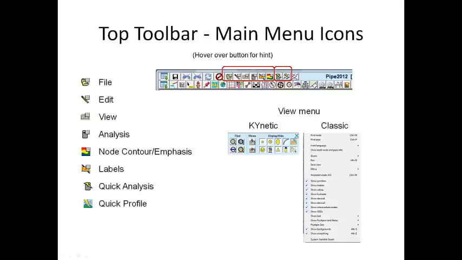This group of buttons represents the main menu icons. For each icon, the menu may be displayed one of two ways. A regular left click displays the menu in the new KYnetic format. A right click displays with the classic format. Note, however, that the KYnetic version of these menus includes some features not available in the classic version. The Quick Profile option is a new feature available in both the KYnetic and classic interfaces. It skips the profile setup process and chooses a default path to profile.